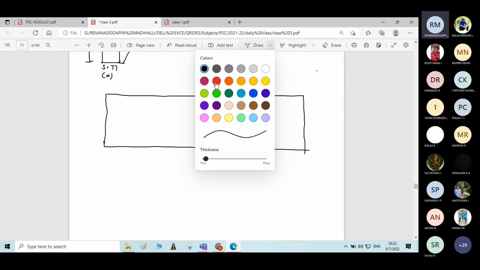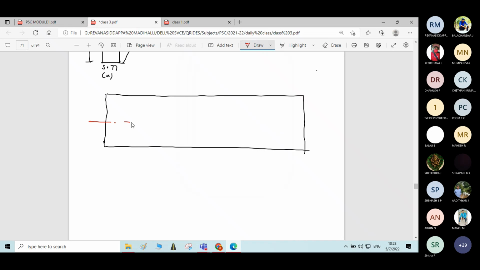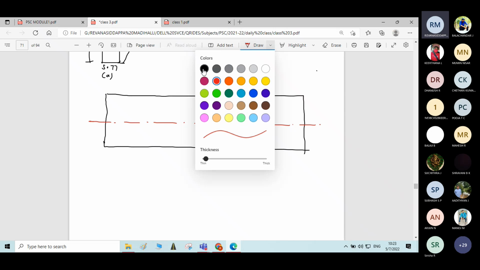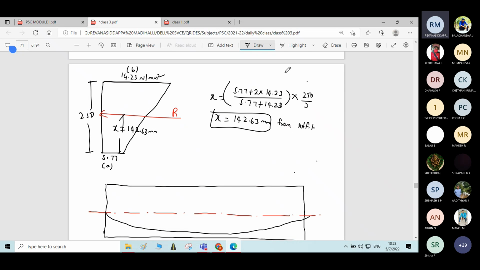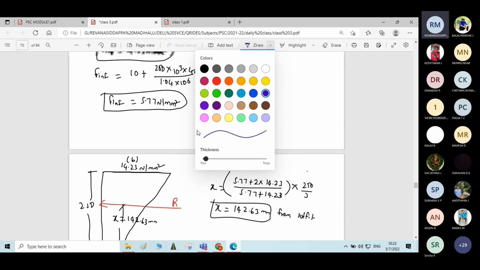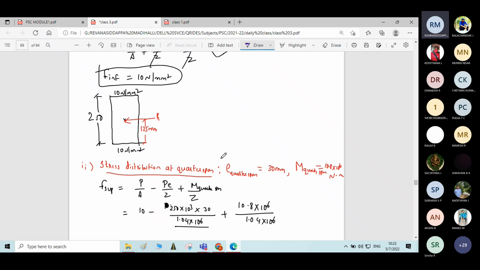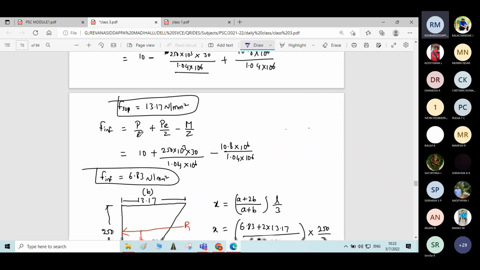Now write the central axis. Central axis. Then the cable profile given is 0 at support, 40 mm at the mid span. Okay. Now you look at the thrust line at support. At support, the location of the thrust line is 125 mm from the soffit, from the bottom.